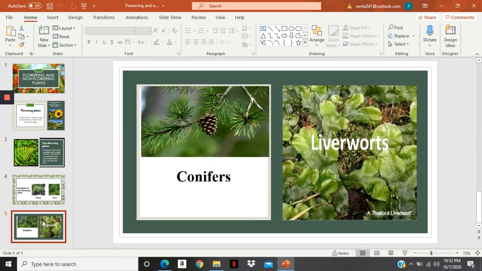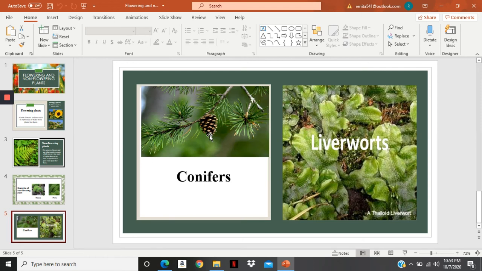Next, we have conifers. Again, here is a picture of a conifer. And a conifer bears seeds produced in cones and not in flowers. So if you look at the picture, you will see the picture of a cone. And inside the cone, they have seeds.